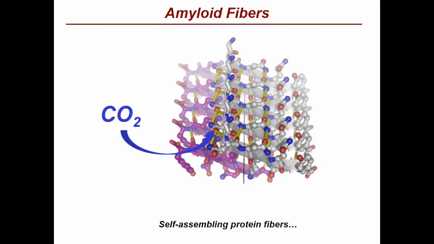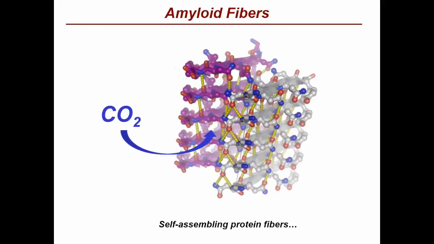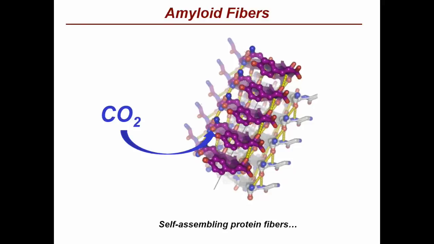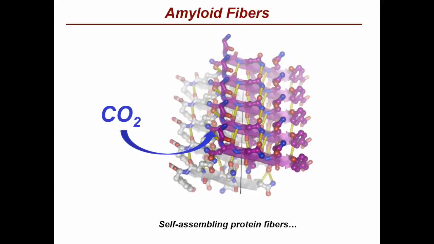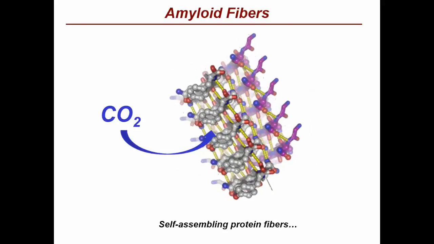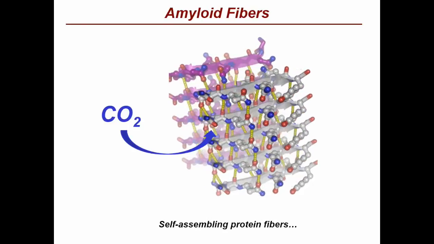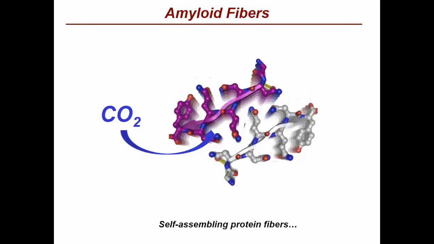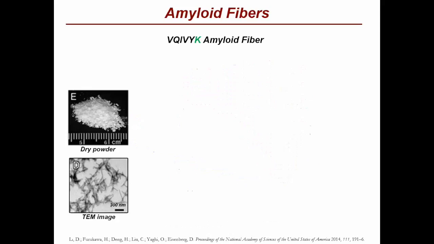Amyloid fibers are self-assembling protein fibers. Here, these fibers are used as interesting materials for carbon dioxide capture. It's inspired by the use of solid-supported amines, and that CO2 can bind reversibly in blood by amino groups in the hemoglobin. The authors are using tripeptides of these amyloids, and they have fiber-like morphology, as you can see here in this TEM. We can also look at the chemical structure, which has the VQIVYK sequence.